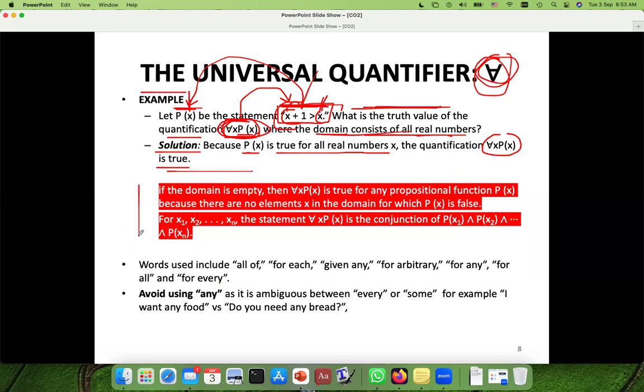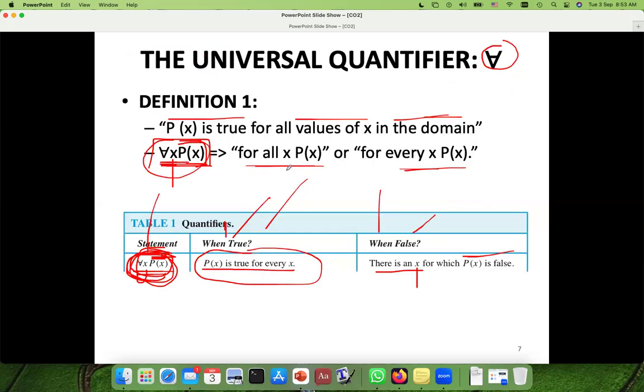Now this is some additional information: if the domain is empty, then what would be the situation? If the domain in the question is empty, then what would be the effect of that? If the domain is empty, then we don't have any element to make this statement false. Normally, the meaning of the definition is that p of x is true for all x. We have to check that it is true. So by default, it is true for all x.